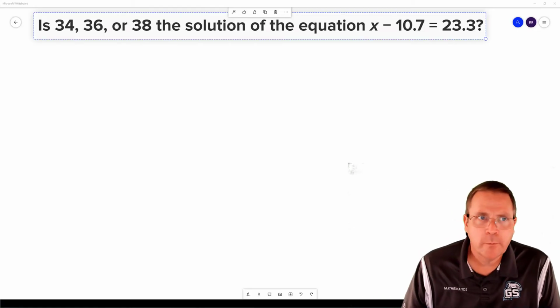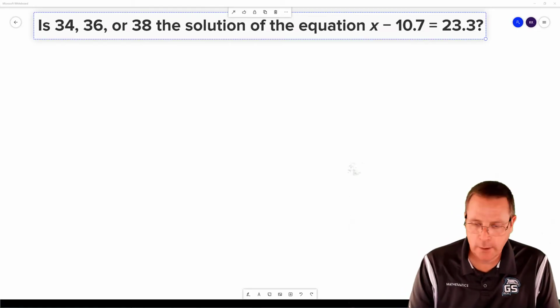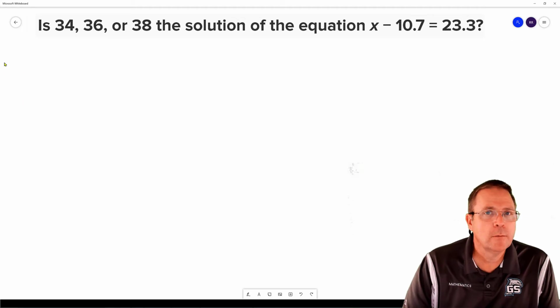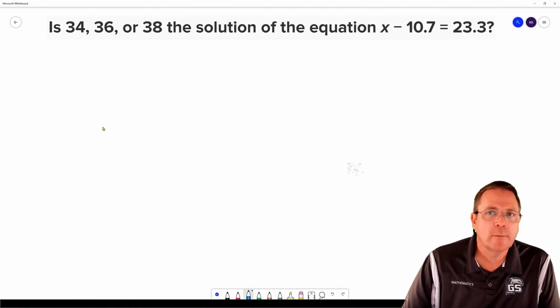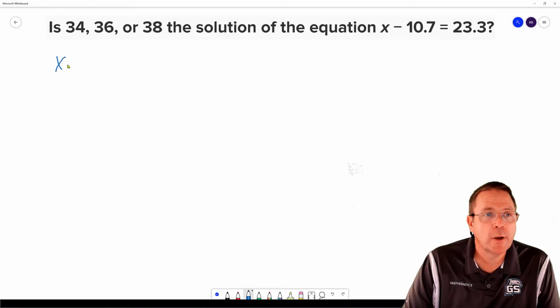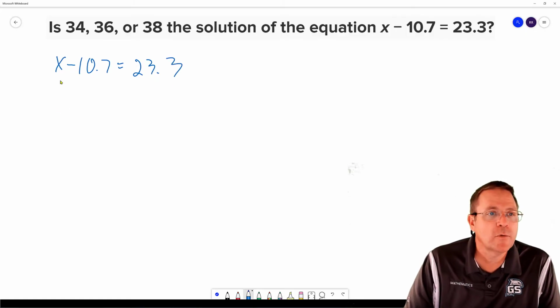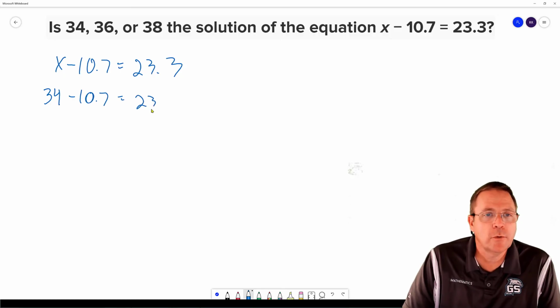So I have my problem set up, and now I'm going to write down the problems. Maybe I only have to do it once, may have to do it 3 times. I'm going to do x minus 10.7 is equal to 23.3. I'm going to start off with my first number, which is 34 minus 10.7 is equal to 23.3. Come down here to do some scratch work.